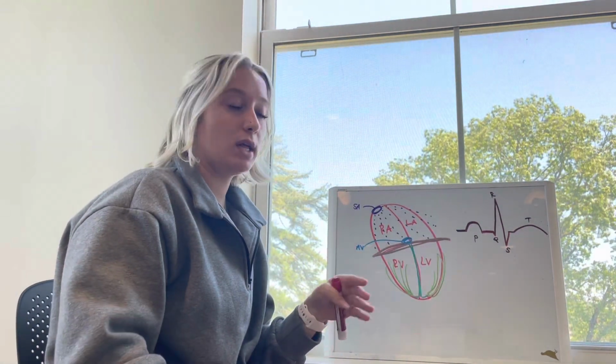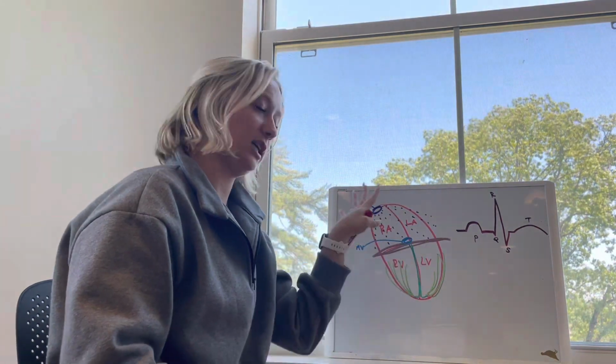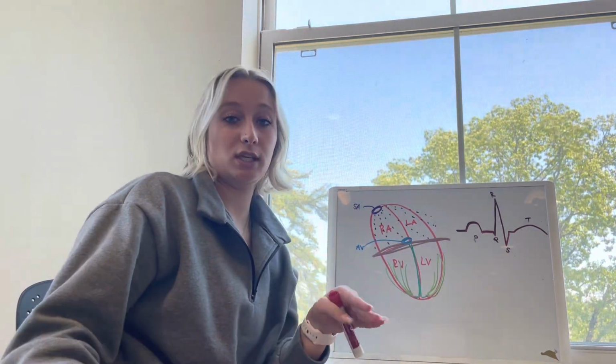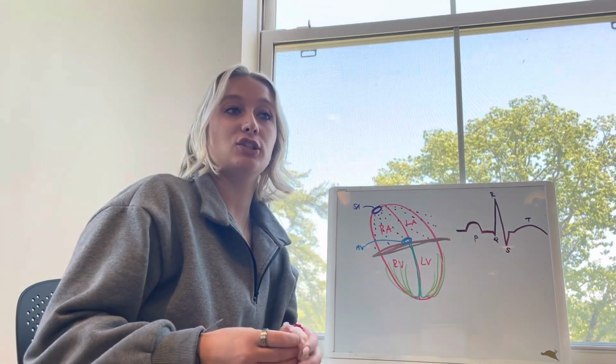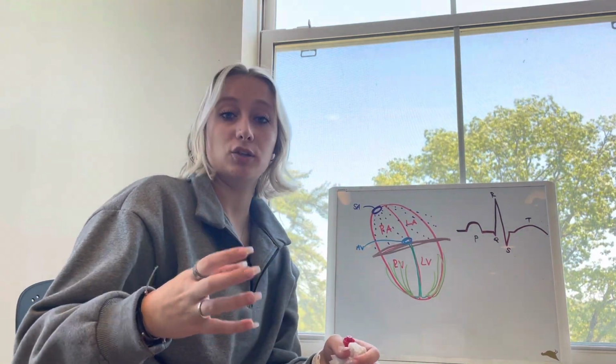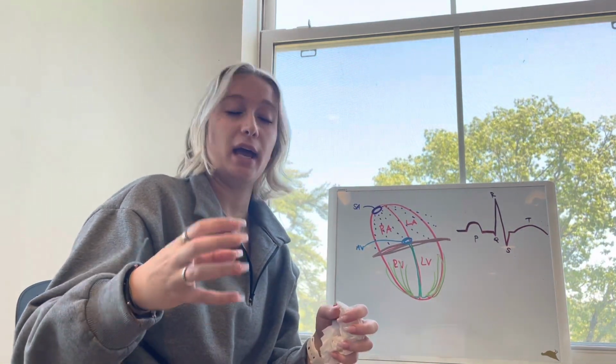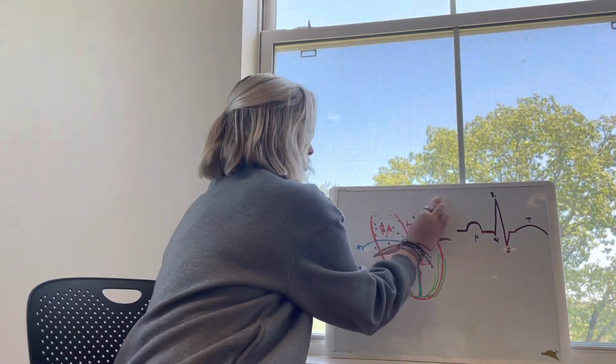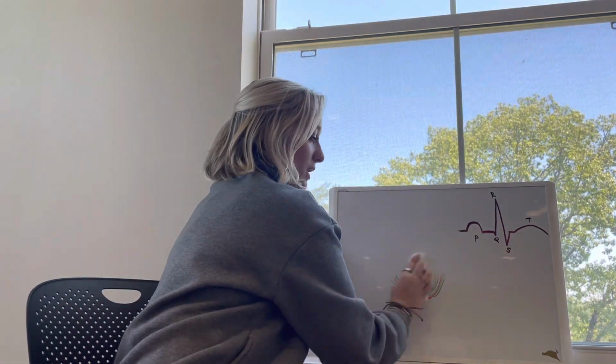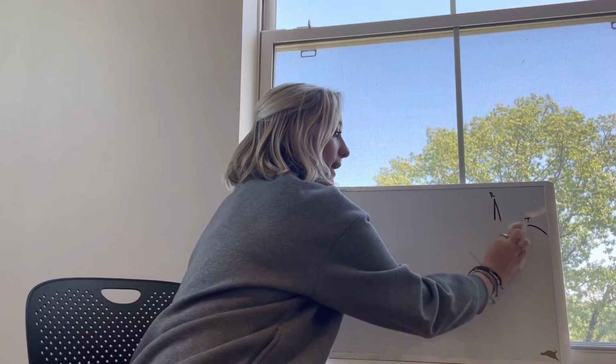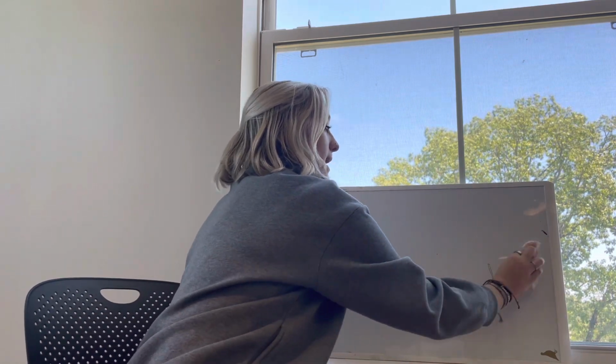So now that you see how the electrical signals are sent, the electrical signal doesn't mean anything unless you actually look at the contractile unit of a heart muscle cell. So the contractile unit of the heart muscle cell is called a sarcomere. And the sarcomere is where the contraction really happens.